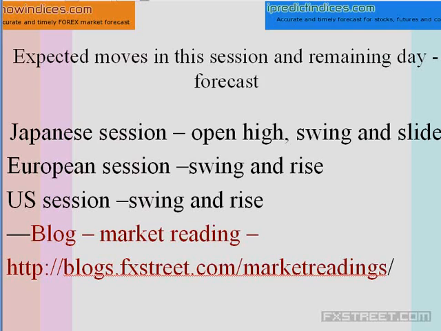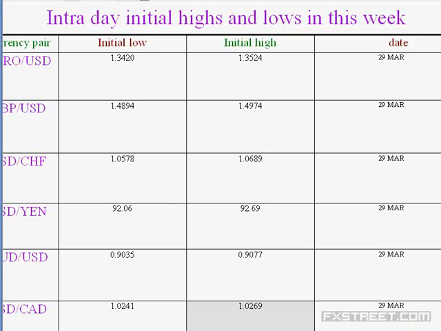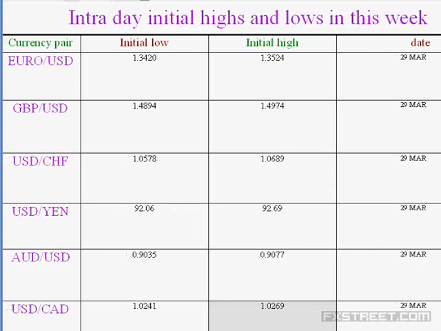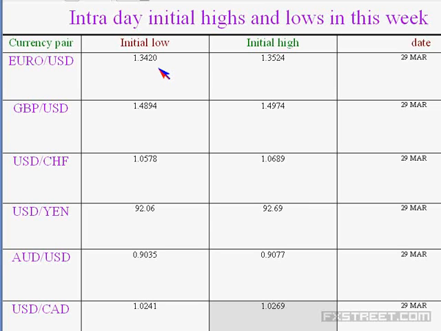Now with regard to the intraday initial highs and lows, Euro has got a low of 1.3420. Currently it is trading around the 1.3424 level, and the high is 1.3524, which is intact. So they are expected to make a brief downward stop below the low, and subsequently gain the levels, and during the late European or US session they are expected to go above the high.